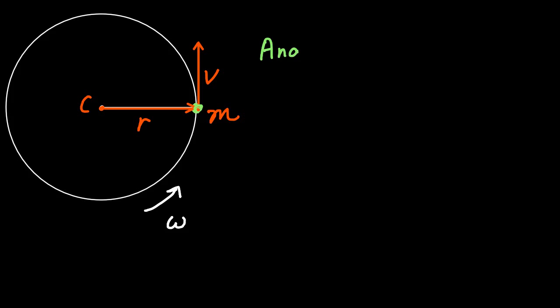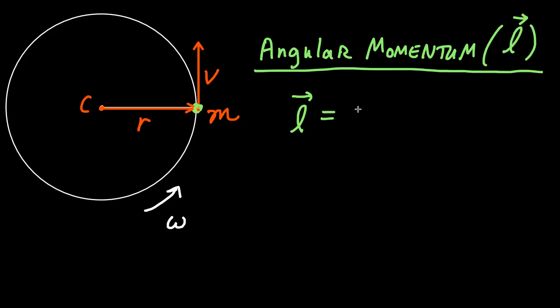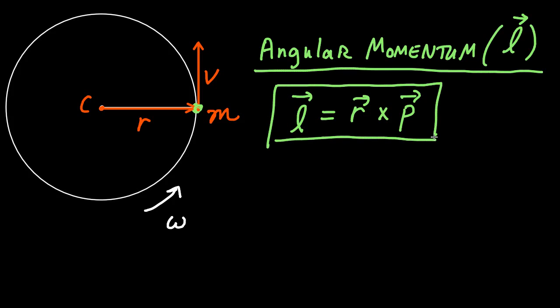We can now define angular momentum. It's given the symbol l. I'm not sure why, but for a single particle we use lowercase l, and for a solid body we use capital L. For a single particle, angular momentum is equal to the cross product of first radius cross linear momentum. And this is really the defining formula of angular momentum.